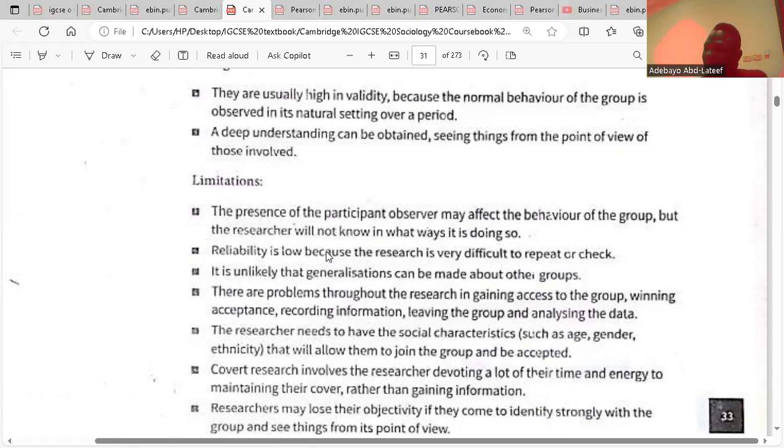The fourth point, the researcher needs to have the social characteristics of the group, such as age and gender. So for you to be a member, for you to be part of the group, like if I have to be an observer in a high school, maybe in a grade 12 class, I have to be within that age of grade 12. I have to be seen as an individual of that class. So I must portray a social characteristic that defines that group I'm talking about. Yes. Do you understand? Yes.